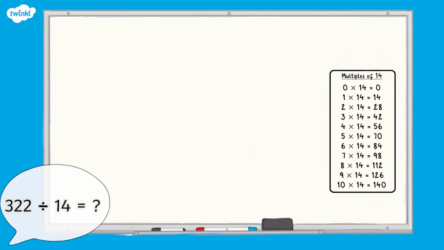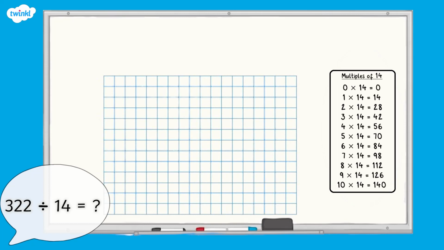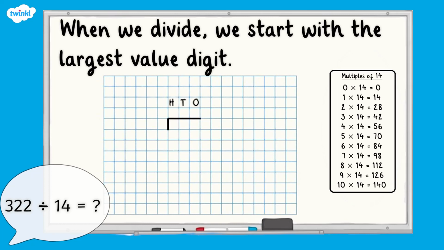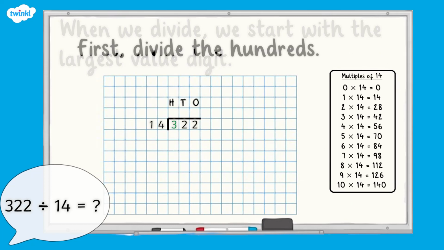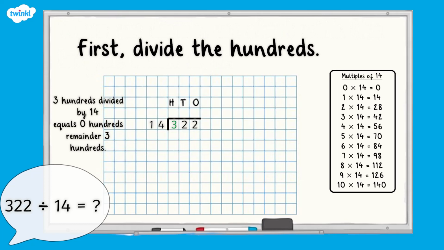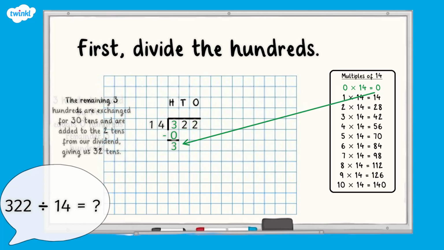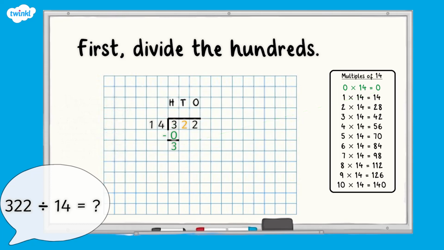Unlike with addition, subtraction and multiplication, when we start with the smallest value digit, when we divide, we start with the largest value digit. In this three-digit number, that is the hundreds digit. First, divide the hundreds. 3 hundreds divided by 14 equals 0 hundreds, with 3 hundreds still remaining. We do not need to write a 0 in our answer because we don't use leading zeros in whole numbers. We subtract the 0 hundreds we have already divided from the 3 hundreds that we started with, which leaves us with 3 hundreds. These hundreds are exchanged for 30 tens and are added to the 2 tens from 322, giving us 32 tens.